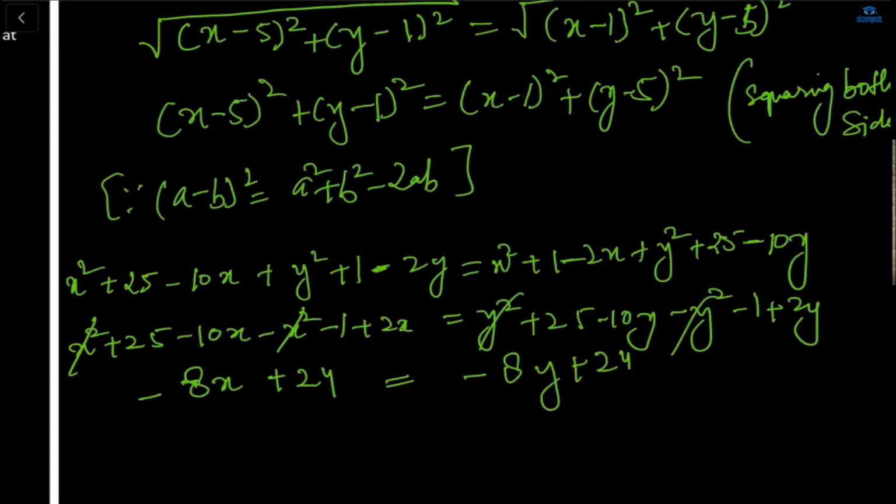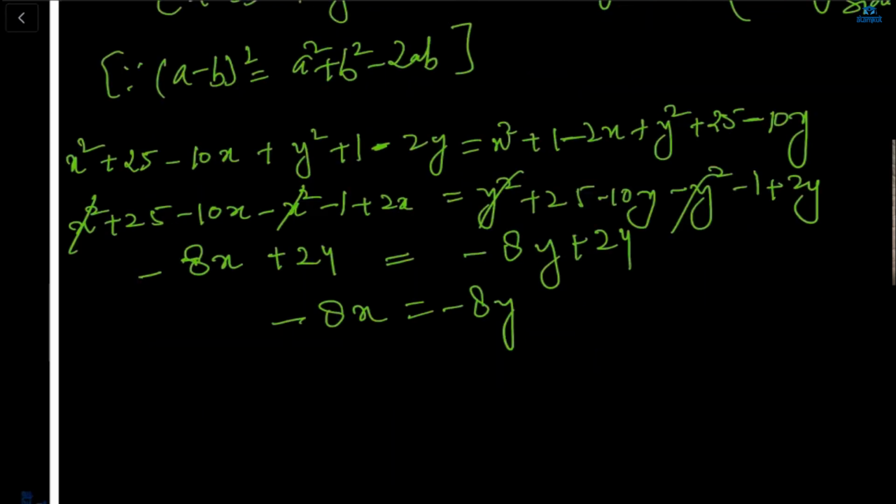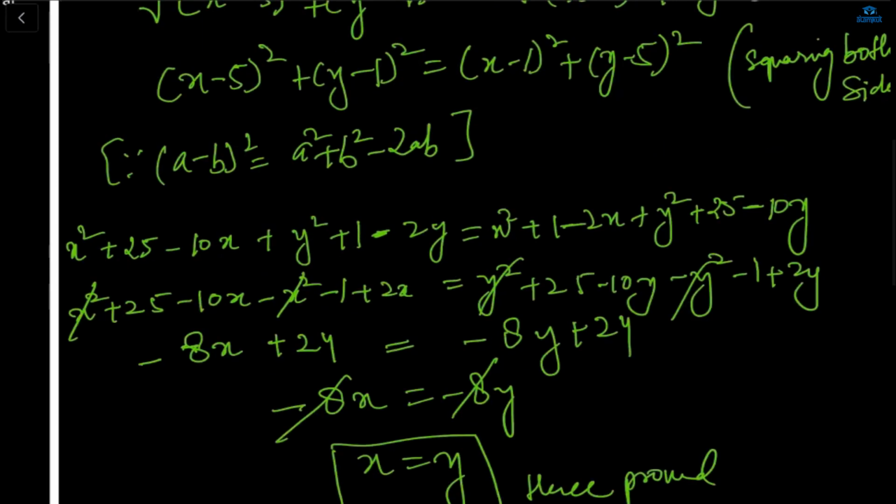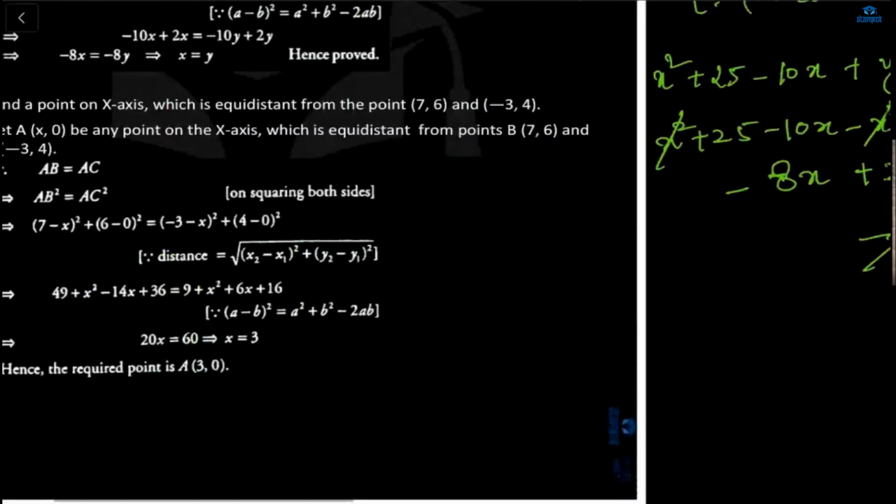Now you can bring the constant term to only one side. So this 24 will again be cancelled, and you will get minus 8x is equal to minus 8y. This minus 8 will get cancelled and x is equal to y. So hence proved. Any doubt in this? Anywhere? No, ma'am. Okay, so everybody do this question.